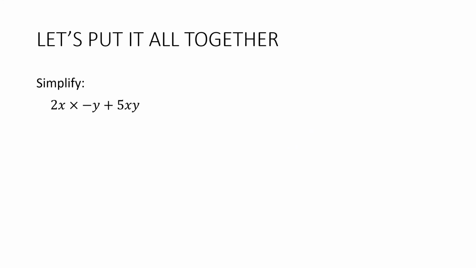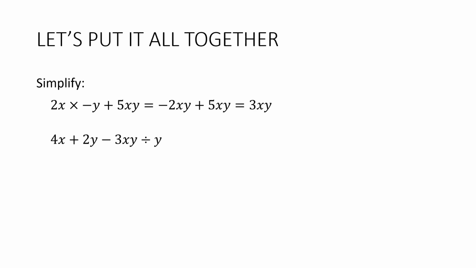2x multiplied by negative y plus 5xy. Alright, so we're going to do the multiplication first. Do you remember what to do? Signs first. So this will be a negative, followed by numbers, 2, followed by pronumerals in alphabetical order, xy. Negative 2xy plus 5xy. What's that quick trick for doing this? Bring the 5xy at the front. 5xy take 2xy is 3xy.